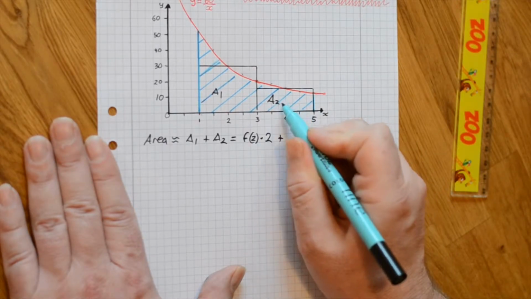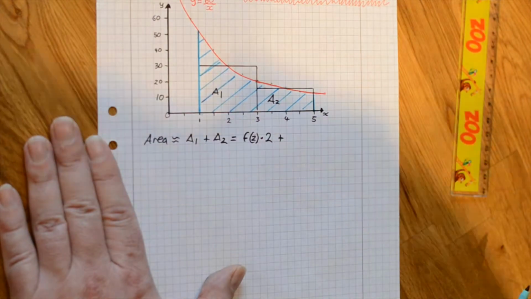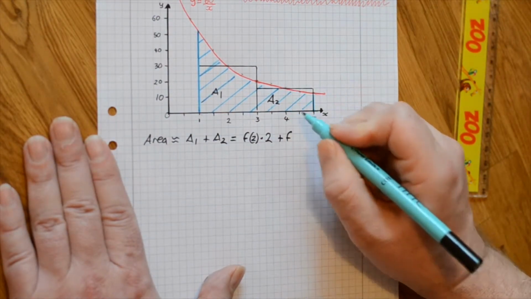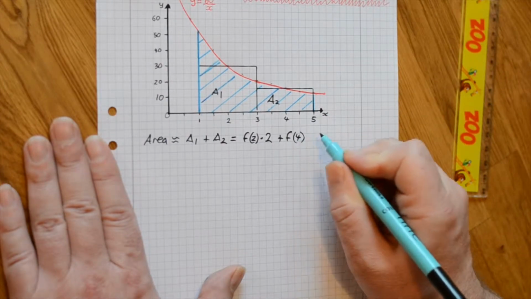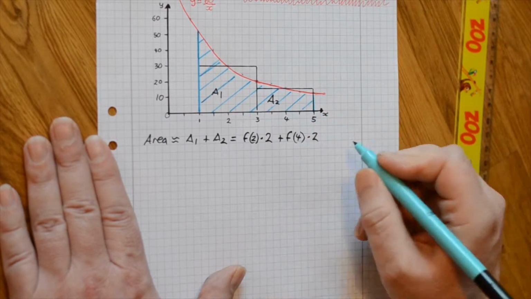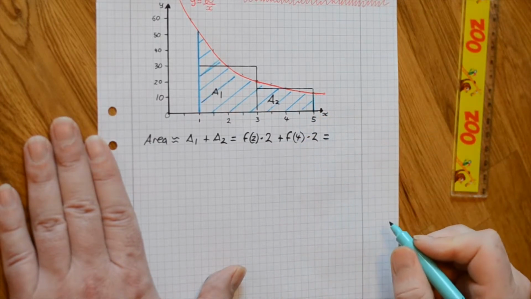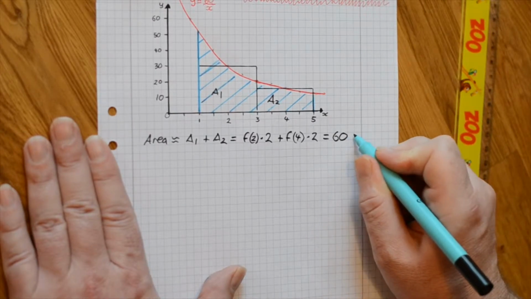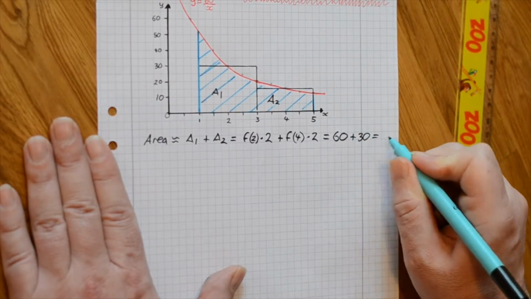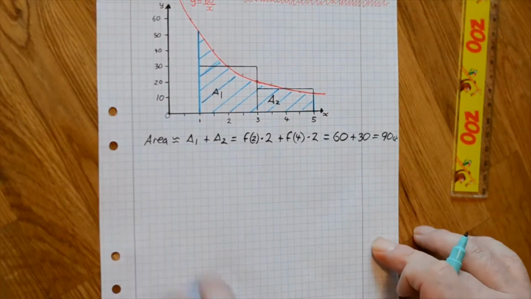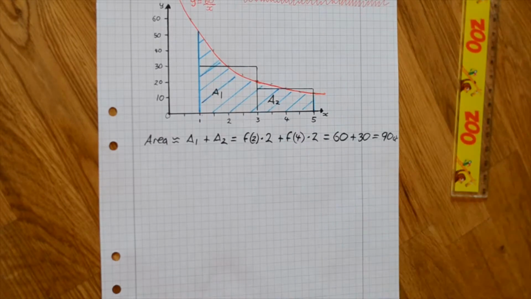We need to sum the area created here, adding into this one. Here we have f of 4 as the height of the rectangle, multiplied again by the change in x, which has been 2. This particular one is going to give us, read off our values, 60 plus 30. So 90 square units. And this will calculate the area roughly under the curve in this particular period.